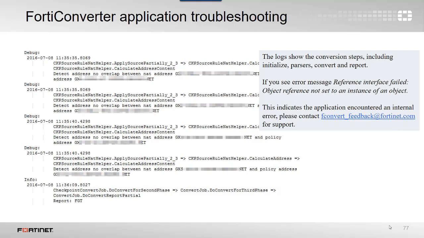Here we see an example of the log output. This log shows the conversion steps, including the initialization, parsers, conversion and report, so you can see how it's stepping through and how far it gets. If you see an object reference error, this generally indicates an internal error. At that point, you would need to contact the support alias.